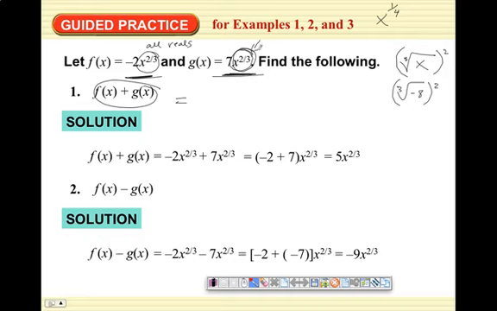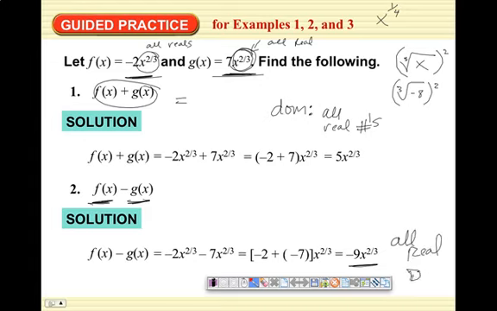What about this one? In this case it would be the same thing. All real. Put them both together, you still get, in the end, the domain of this particular problem would be all real numbers. Okay? What about F minus G? Domain of this one is all real. Domain of this one was all real. Even when you do that, it still becomes all real. Your domain is all real numbers.